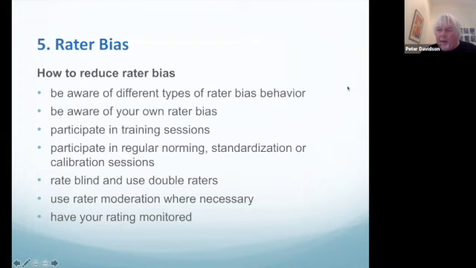Sally's just asked a question. What do you think of student rater bias? I don't think much of that at all, Sally. I haven't thought about it at all. Stop asking such difficult questions.